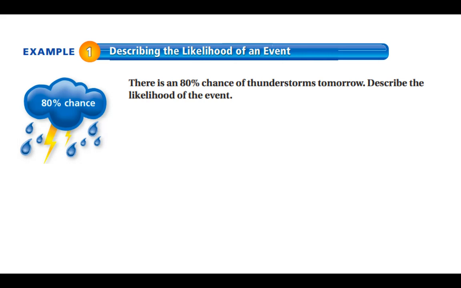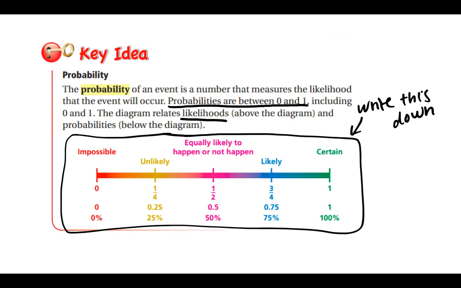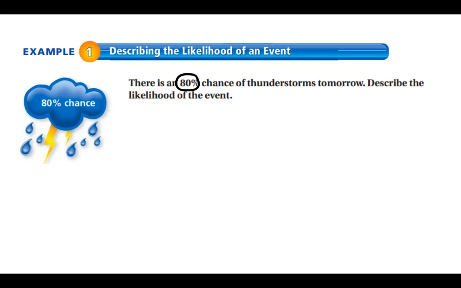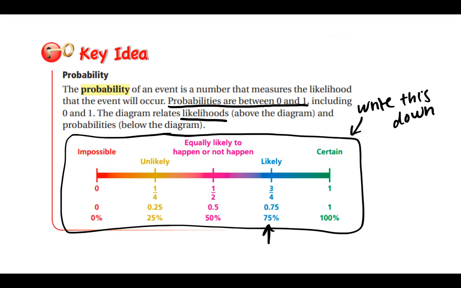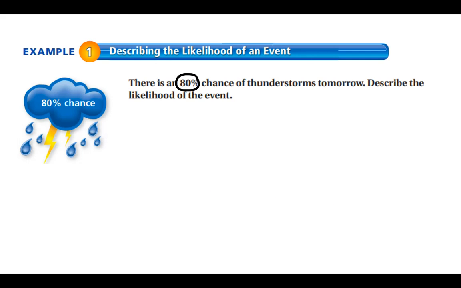Okay, so the first example is describing the likelihood of an event. So that's why you're going to need your chart here. So this says it's an 80% chance of thunderstorms tomorrow. Describe the likelihood of the event. So what you're going to want to do is flip back to that diagram that you just wrote down, and look, what's closest to 80%? Well, I see that 80% is pretty close to 75%. So that means that it is likely. So I'm going to write down, it is likely there will be thunderstorms tomorrow.